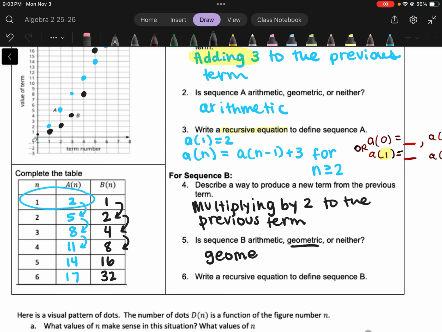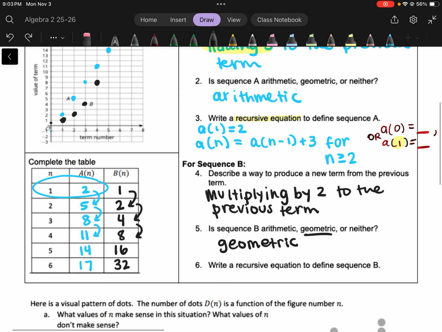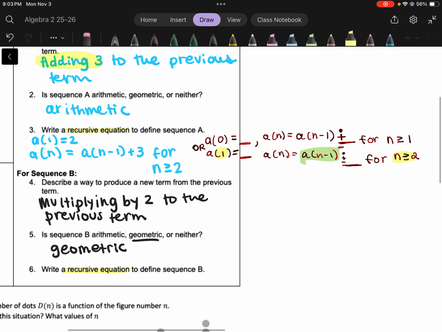You can also look at the graph. It is an exponential trend here. So that means it's geometric. And then the last thing, we're going to write a recursive equation. Again, recursive means using the previous term to define sequence B. So it's going to be the same thing I wrote up here in red. So I'm going to reference this again.